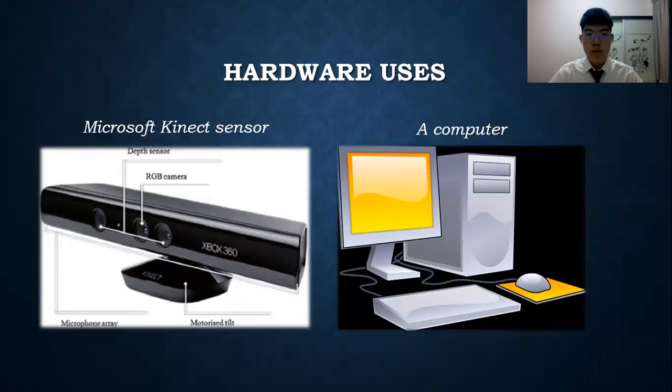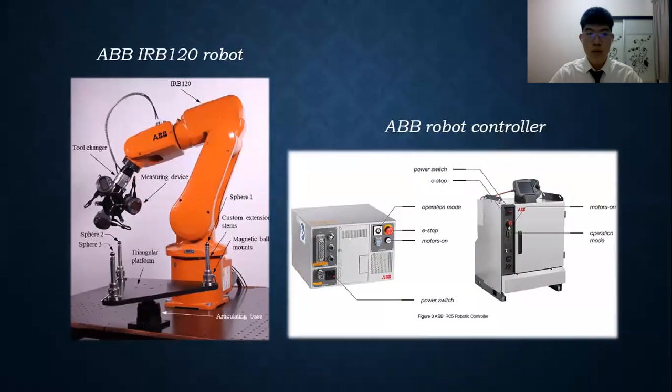So I will show some images of the hardware. On the left is the Microsoft Kinect sensor, a computer, and the ABB robot model IRB120, and on the right is the ABB robot controller.